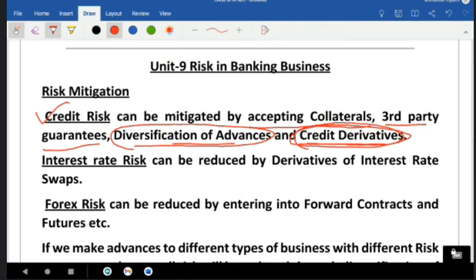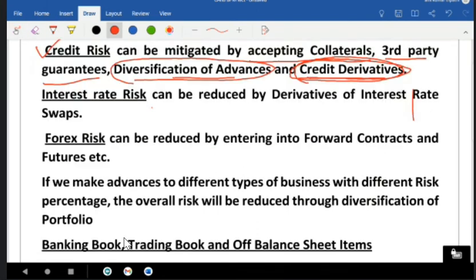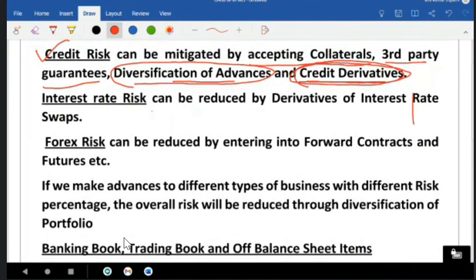And how to reduce the interest rate risk? Interest rate risk can be reduced by derivatives like interest rate swap. Swapping means changeover. You might have seen swapping in the forex business and equity market also. If some share is going down, immediately they sell that share, or they switch over to some other share. It's called swapping.